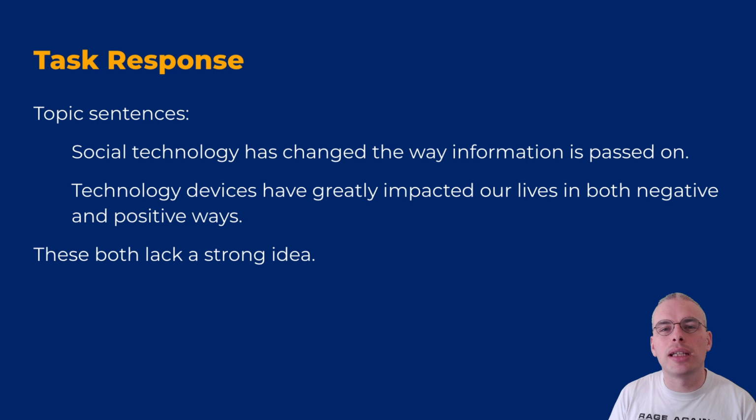And the second one says that technological devices have greatly impacted our lives in positive and negative ways. But this is also quite vague. It doesn't really tell me what the rest of the paragraph is going to be about. And so not having a really clear idea in both of these topic sentences really harms you. If you want to find out more about topic sentences, you can find our video on that and it will help you out a bunch.